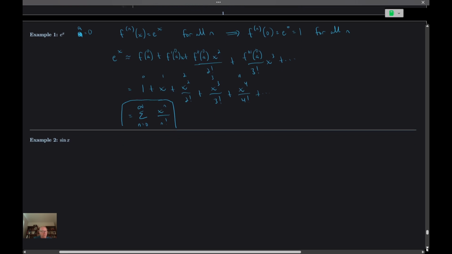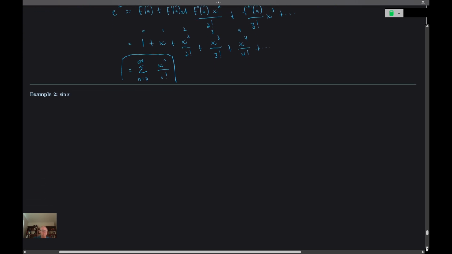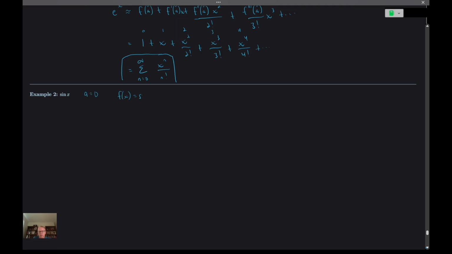So let's try sine of x. And again, we'll do this at a equals 0. So we have f of x is sine of x. F prime of x is cosine of x. F double prime is negative sine of x. F triple prime is negative cosine of x. And then, of course, we're going to repeat, cycle back through.